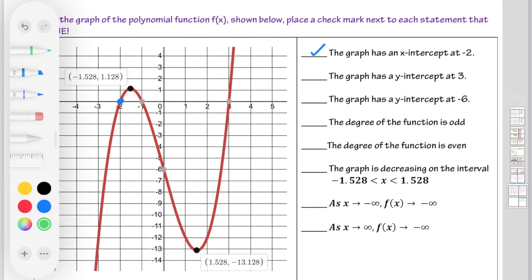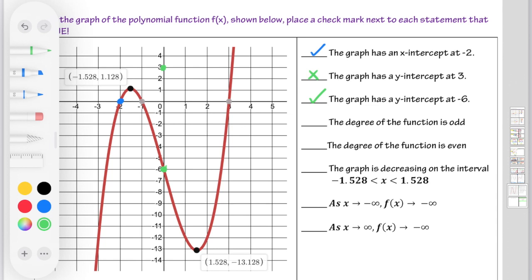The graph has a y-intercept at 3. If it had a y-intercept at +3, that would be up here. It would be touching the y-axis at +3, and it is not touching the y-axis at +3. So that is not true, so I'll put an x so we know. The graph has a y-intercept at -6, so that would be down here at -6. It would be touching the y-axis, and it is, so that's correct.